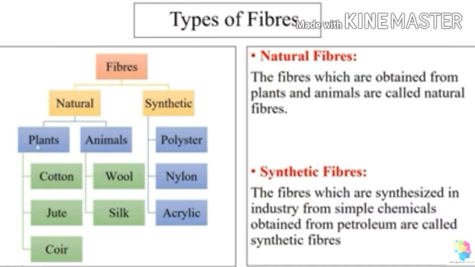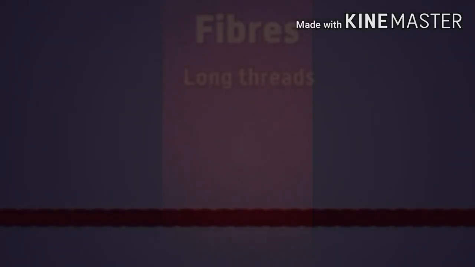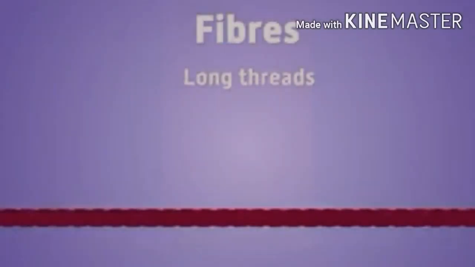Fiber is a clothing material. Many natural and artificially created substances are called fibers. And this is of two types. First one is natural fiber and second one is artificial fiber, or synthetic fiber. So, let me first explain to you what is fiber.